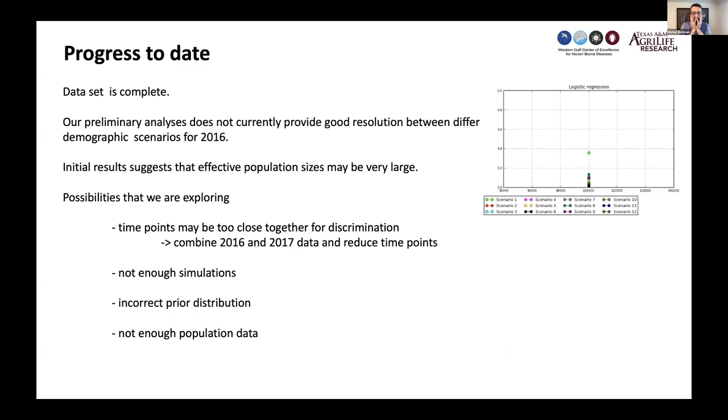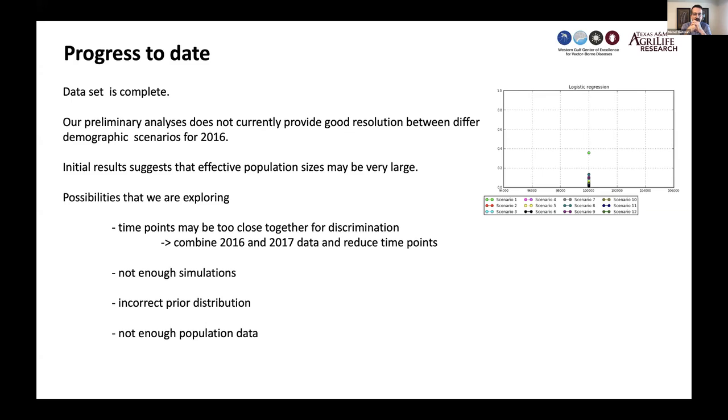So we have the data set, and we've started data analysis as well, which is a very lengthy process because there's a lot of determining the proper prior distribution that goes into doing these analyses. And every time you run an analysis, it takes many, many days for it to be completed. Our preliminary analysis so far of the 2016 data has not yet shown very good resolution to distinguish between the various demographic scenarios. So they already know that the affected population sizes of these mosquitoes may be very, very large, and that could be influencing our ability to detect demographic scenarios.